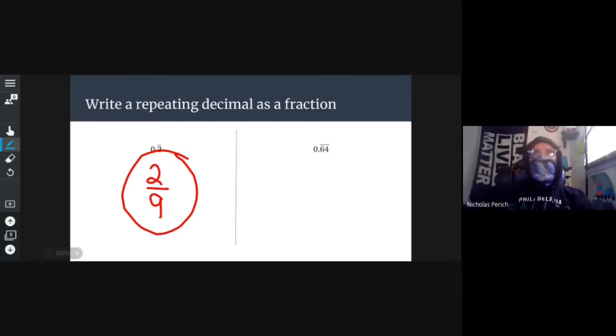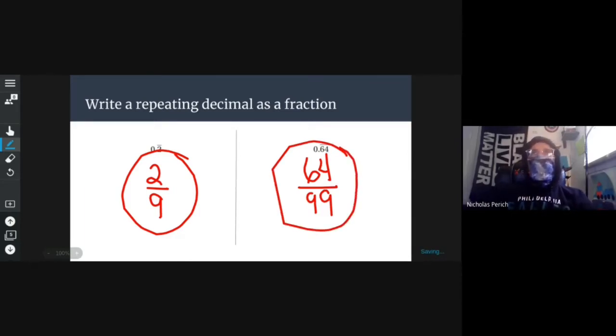Can you simplify that fraction? No. How about the next one? I have 2 digits that are repeating. So I'm going to put it over 2 nines. Can I simplify that fraction? No. Can I divide the top and the bottom by 3 or anything like that? No. Is there a 0 in front of it? Yes. So I'm done. This is a very easy section.